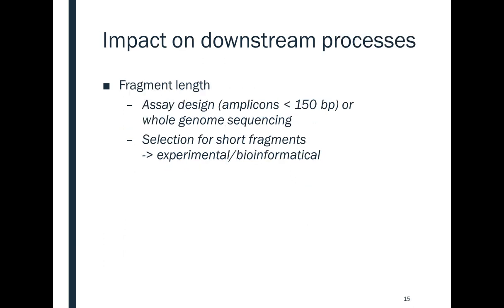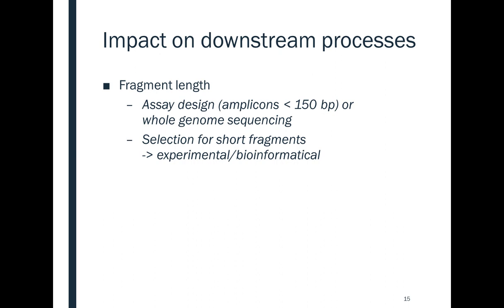The cell-free DNA attributes also have an impact on downstream processes. The short fragment length limits the amplicon length if you use PCR for target enrichment and subsequent NGS analysis or even qPCR. The amplicon must be shorter than 150 base pairs. Better is around 120 base pairs. Or you perform whole genome sequencing, like in an NIPT analysis.